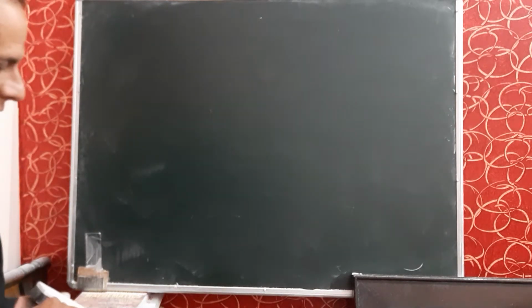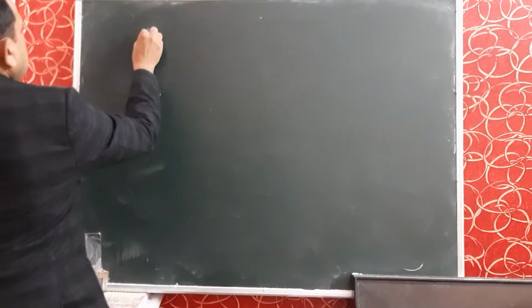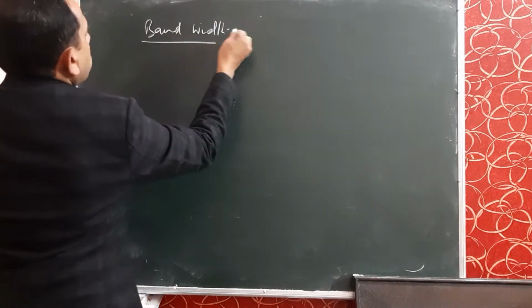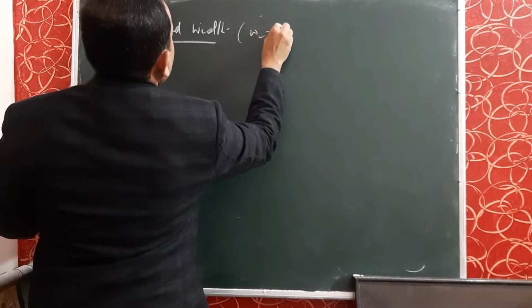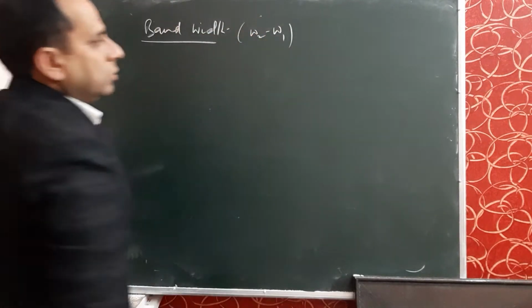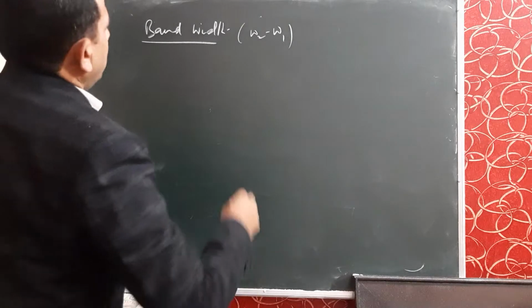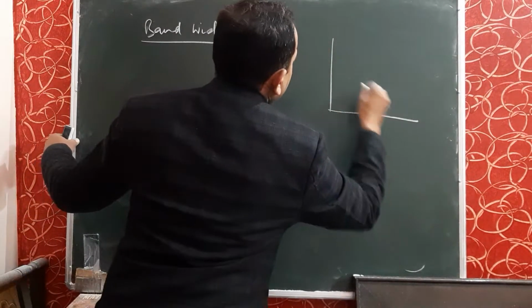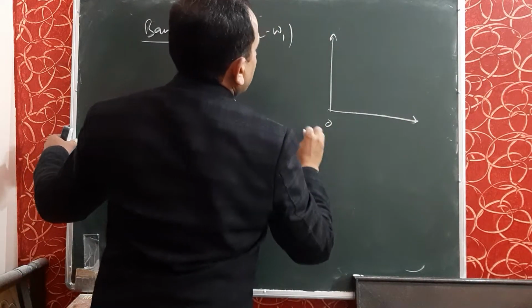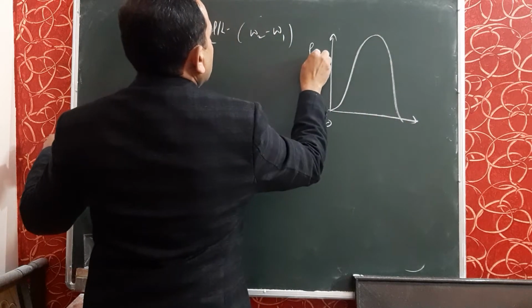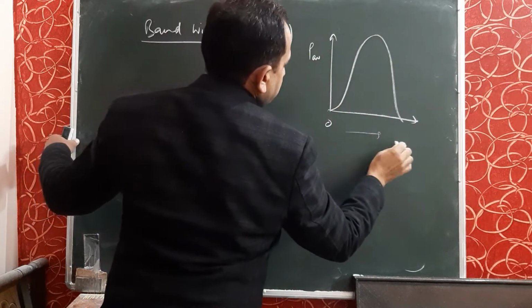So our next topic is bandwidth. What is bandwidth? It is the difference of omega 2 and omega 1. You know that in case of bandwidth, I have already described this by using the graph of power. So this is the graph for power and omega.